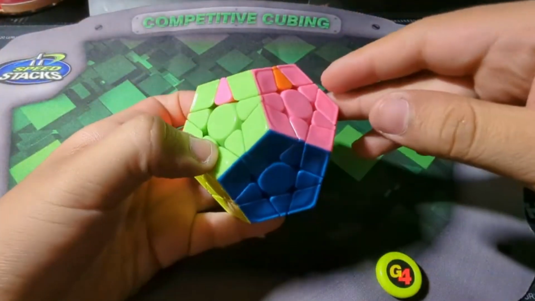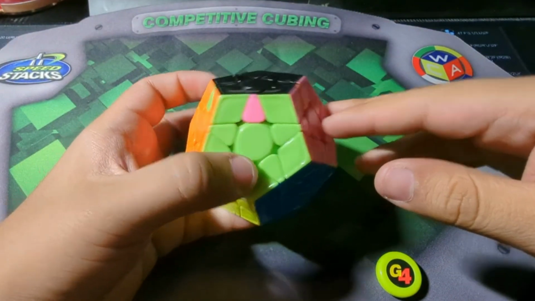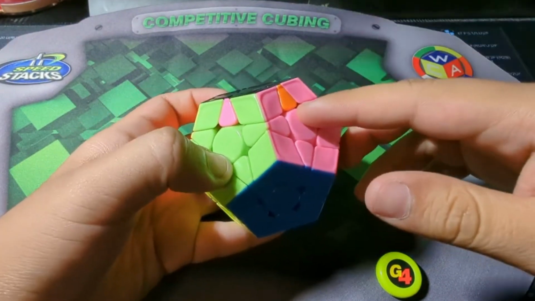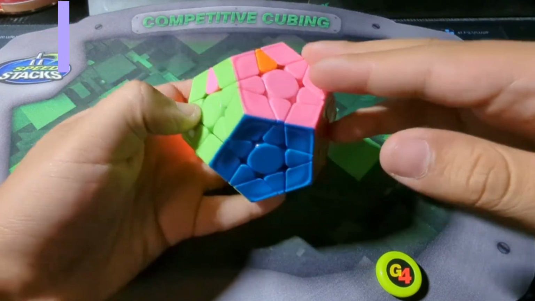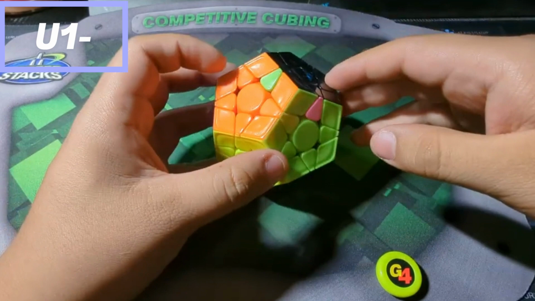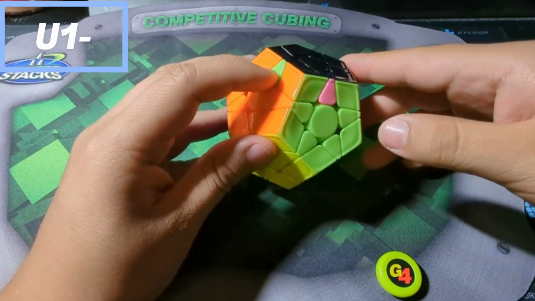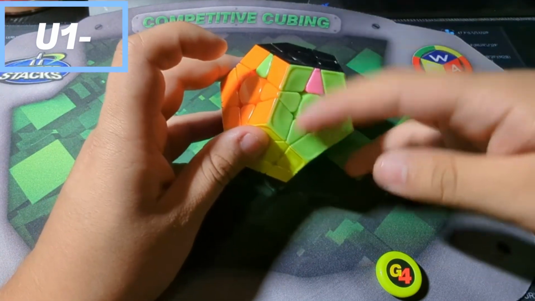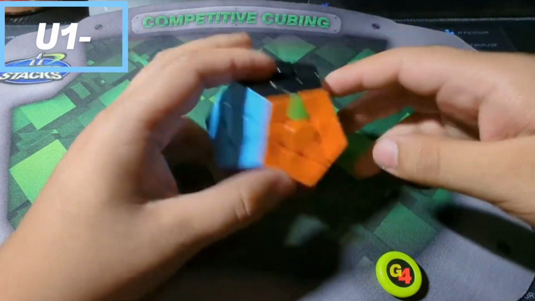Alright, so now we're moving on to the execution and memorization tips. So for execution, the only advice I have is that when you get to the U minus case, since it goes in a counterclockwise format, I would recommend to just look at this edge, make sure it matches this. If it does, it's going to be done from this area.